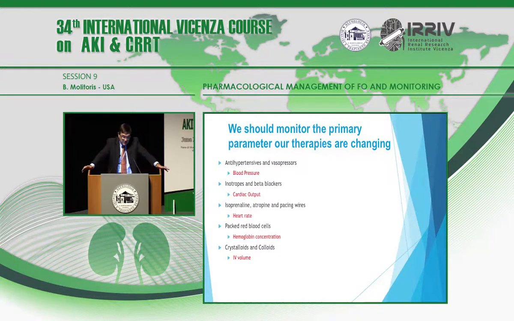So bottom line here is that we should monitor the primary parameters our therapies are changing. So antihypertensives and vasopressors, we monitor blood pressure. Inotropes, we monitor cardiac output. Isoproterenol, atropine, and pacing wires, we monitor heart rate. Packed red cells, we monitor hematocrit, hemoglobin concentration. And for IV fluids, we should monitor IV volume. That's what counts. That's what allows the heart to create effective arterial volume.